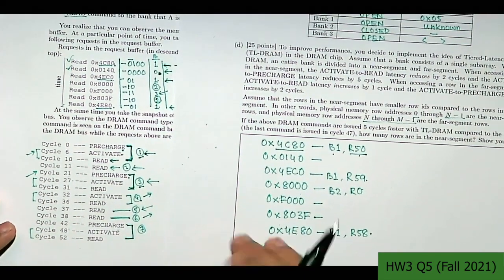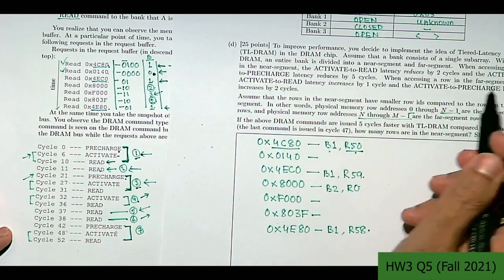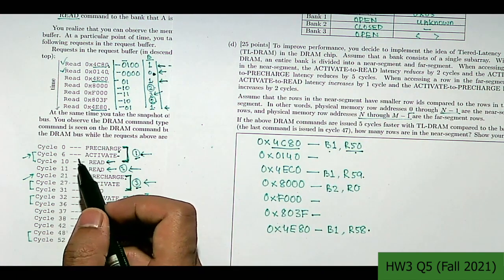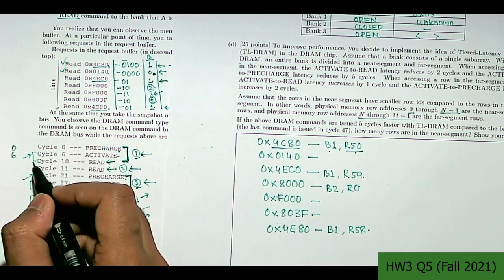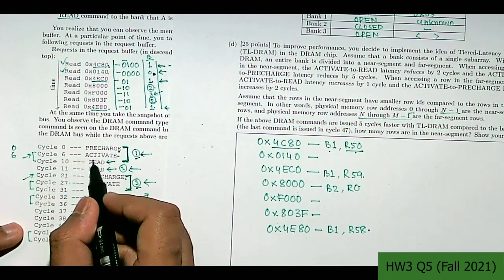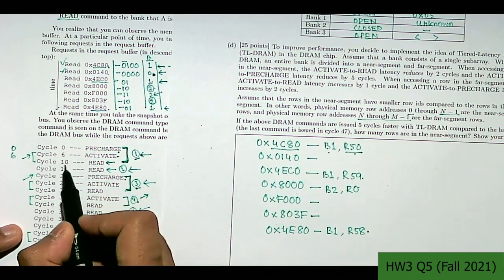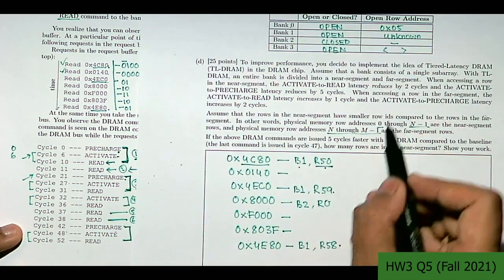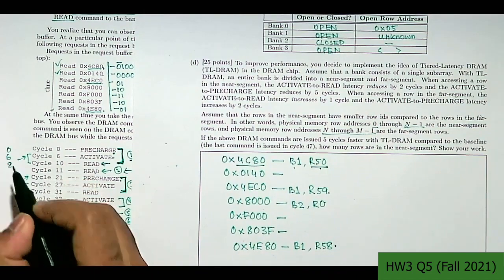So what we have are changes in the activate to read and the activate to precharge. There is nothing for precharge to activate, right? Precharge to activate is the same for everyone. So let's see. 0, 6. That's the normal sequence. Now activate to read. Activate to read was 4 cycles before. Now you know that if it is the near segment, then it will reduce by 2 cycles. So that means later on it will come as 8.